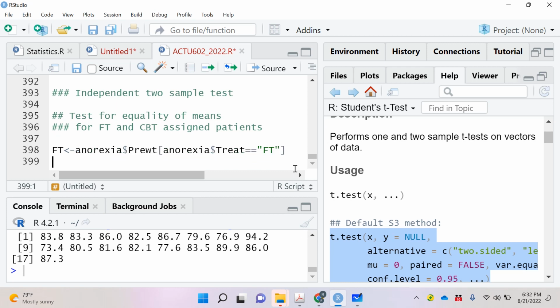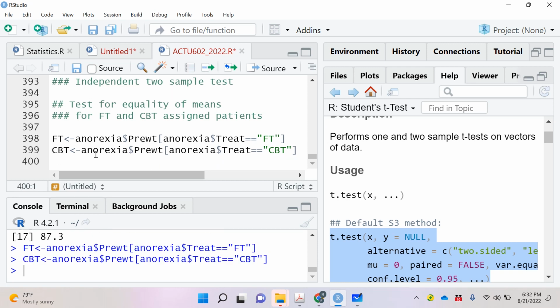Okay. So can you do that for the CBT? It will be the same thing. The only thing I need to change is FT to CBT. Good. I must say that some will use subset for this one. There are so many ways to do this, and it's up to you to explore. So now, if I do this, I have the CBT.